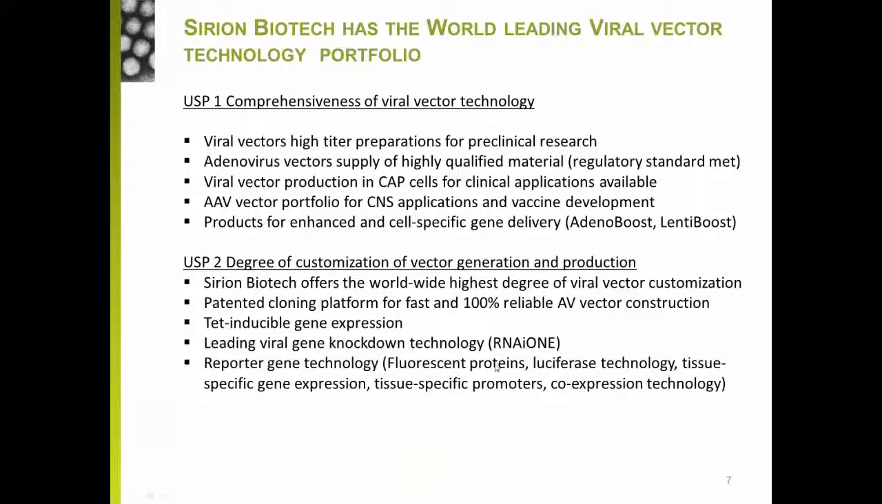Just to sum up a little bit our USPs, we have a kind of core facility at Munich, in Cologne, and another in Heidelberg, so it's Germany. We provide viral vectors which are high titer for preclinical research. All are very highly controlled, so the quality is very high. We can even supply qualified material meeting regulatory standards.